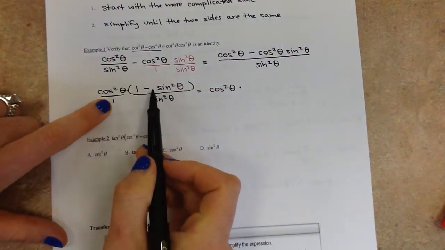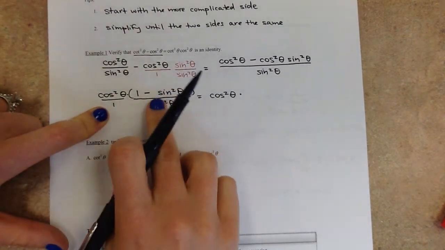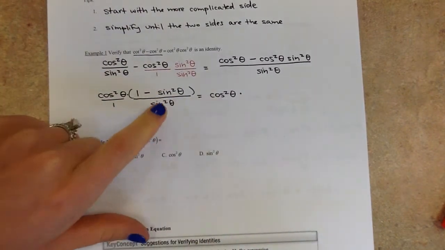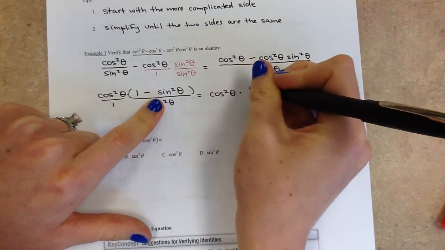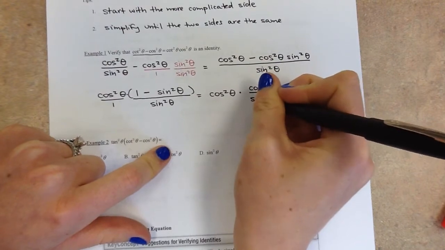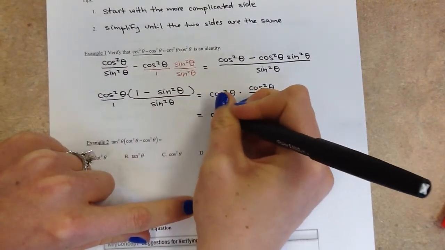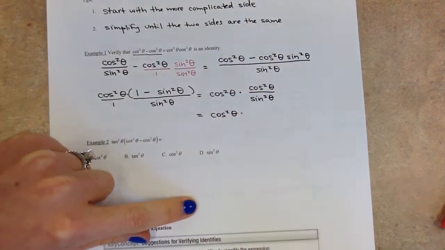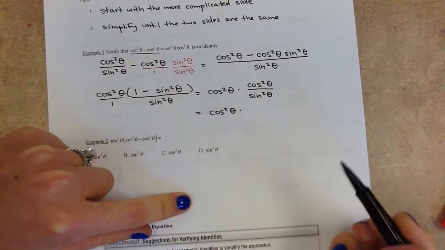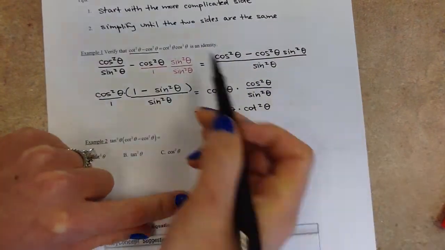Next, this is just a cosine squared times 1 minus sine squared. Hopefully you remember that from yesterday. It's just a slight variation on the Pythagorean identity: 1 minus sine squared is equal to cosine squared. And then over sine squared. Now this cosine squared, we are not changing it, times, finally, cosine squared over sine squared is cotangent squared. So now, there it is.